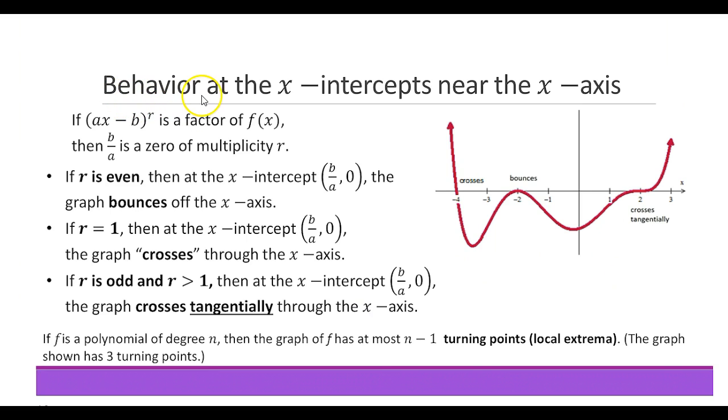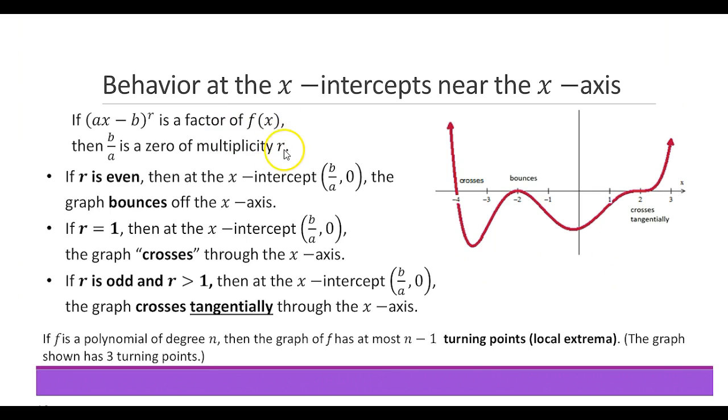Let's talk about the behavior at the x-intercepts near the x-axis. So if the quantity ax minus b in parentheses raised to the r power is a factor of f of x, then what we know is b over a is a 0, because we would add b and divide by a to the other side. Then b over a is called a 0 of multiplicity r, because that is the power of the factor.